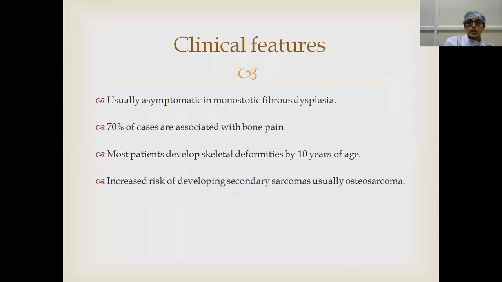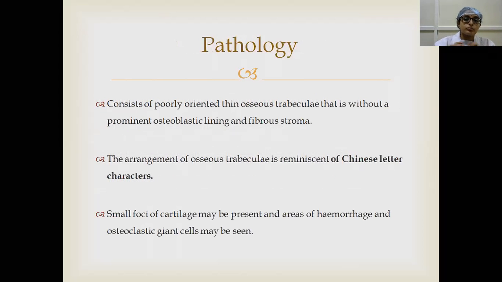Most of the cases are asymptomatic. However, 70% of cases may present with bone pain. And if any skeletal deformities are to develop, they develop by the age of 10 years, but they may develop subsequently also. And one feature of fibrous dysplasia, which we have not seen previously in unicameral bone cyst and ABC, is that there is an increased risk of developing secondary sarcomas, usually osteosarcoma.